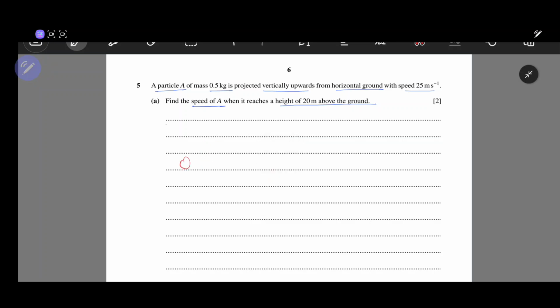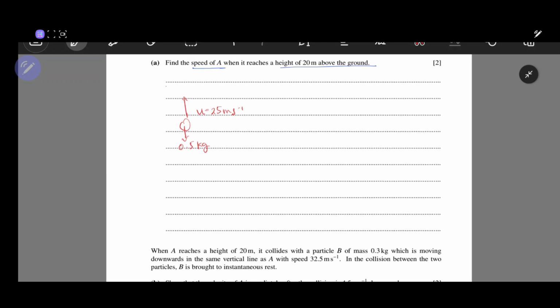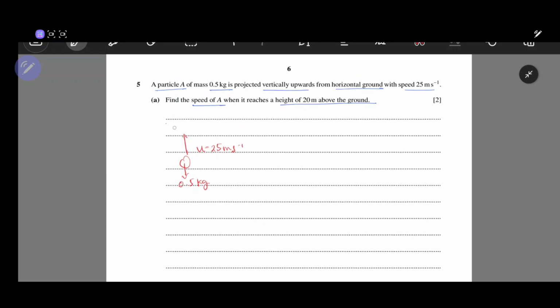There is a particle, it's moving upwards. The initial speed u equals 25 meters per second. We have its mass, 0.5 kg, and they're asking us to find the velocity when it's at a height of 20 meters above the ground.